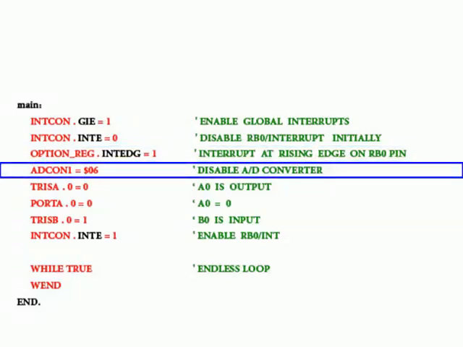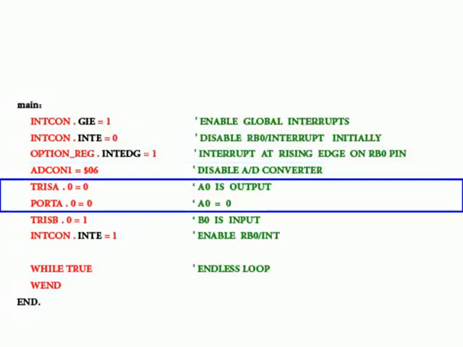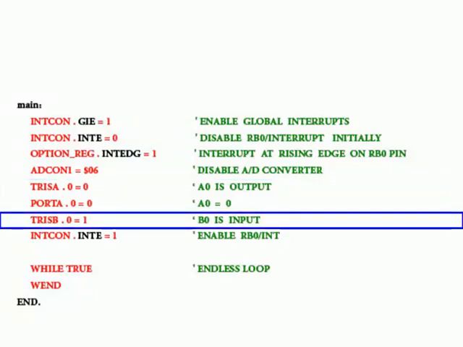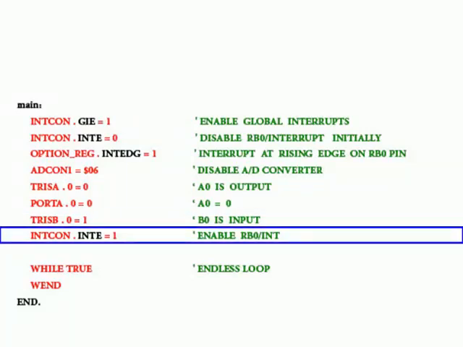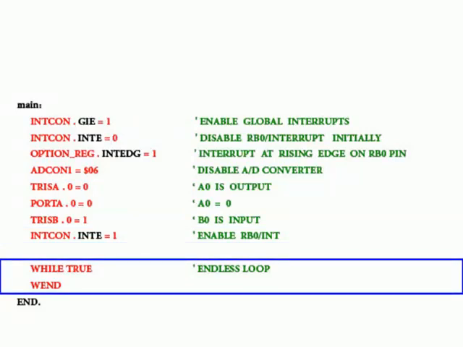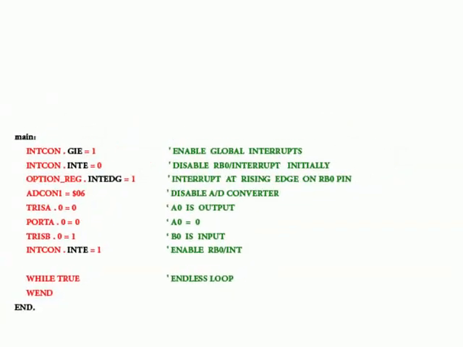The next command is to disable the analog to digital converter. This is to configure all pins of port A as digital I/O pins. The next two commands are to configure A0 pin as output, and set the initial value of A0 to 0, to confirm that the TRIAC is disconnected at startup. The next command is to configure B0 pin as input. The next command is to enable the RB0 interrupt by setting the bit INTE in the interrupt control register. The last two commands are an endless loop, in which the microcontroller does nothing but wait. The interrupt is now enabled.